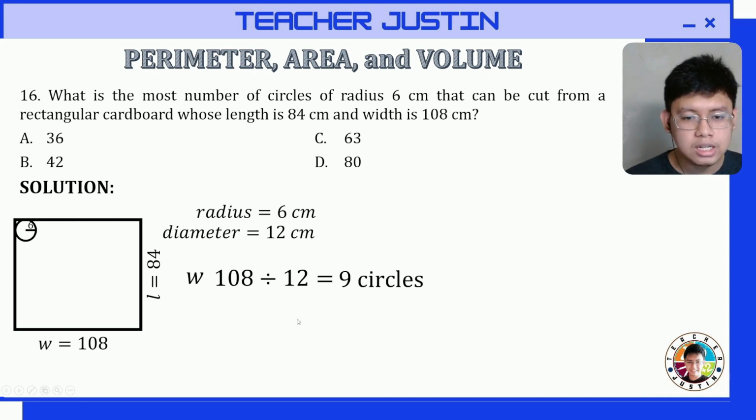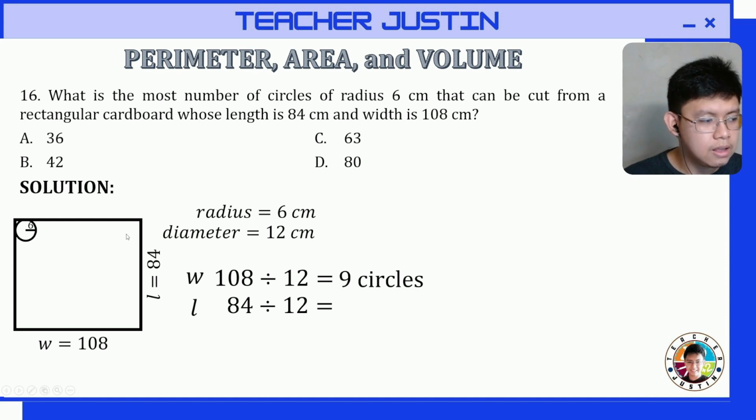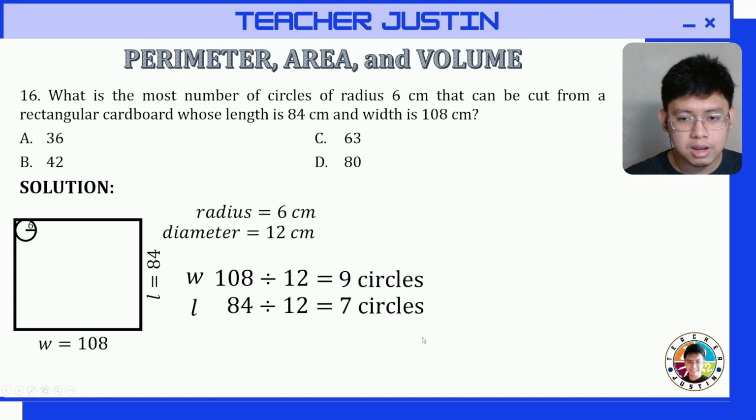Okay. Now, kunin naman natin yung length natin. Okay. Now, let's divide 84 by 12. So, titignan natin kung ilang circles yung pwede nating ilatag vertically dito sa ating rectangular cardboard. So, 84 divided by 12 will give us 7 circles. So, meron tayong 7 circles na pwedeng ilatag vertically dito sa ating rectangular cardboard.